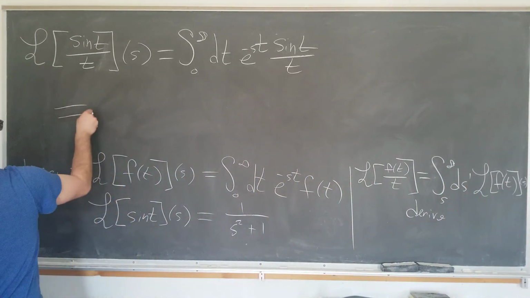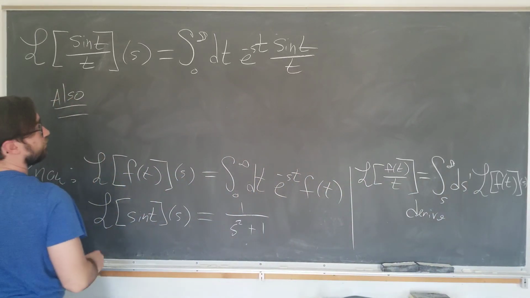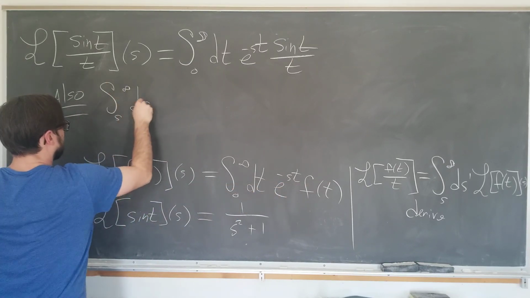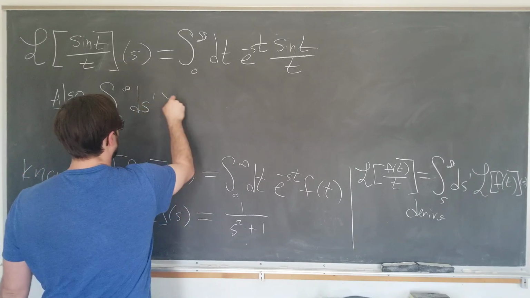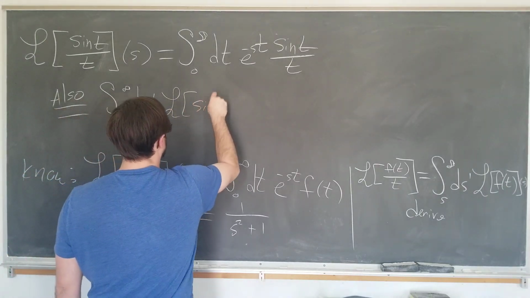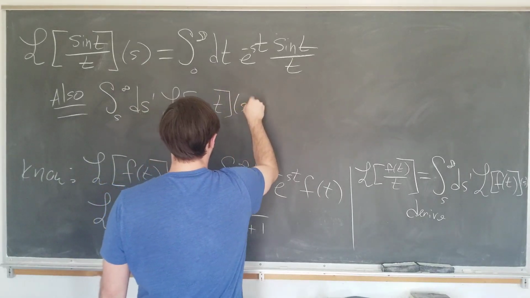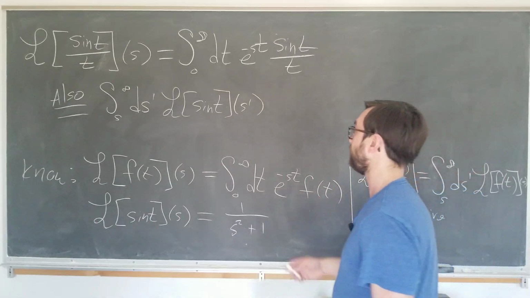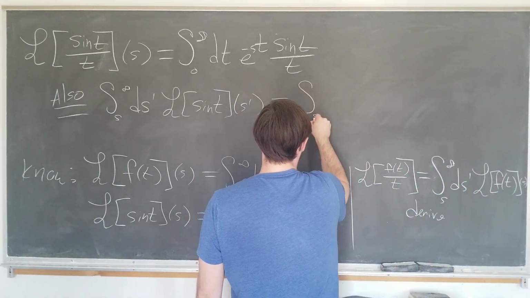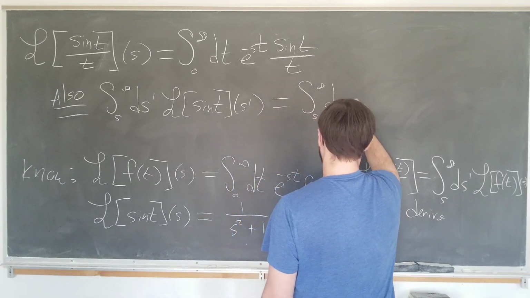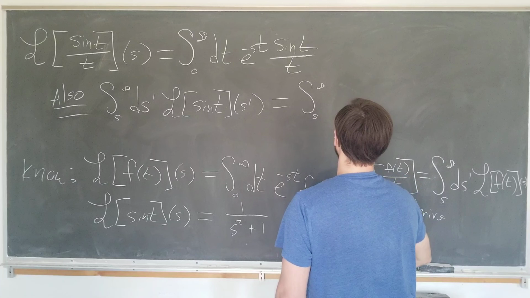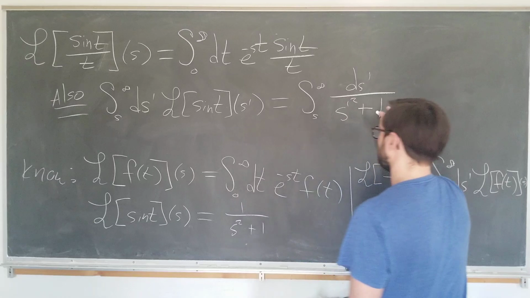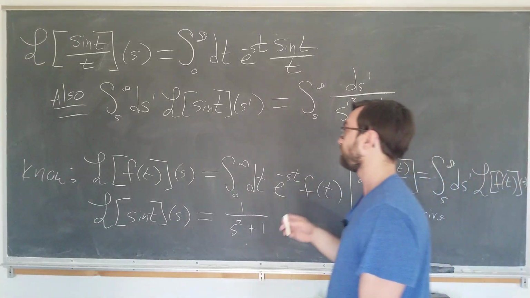And also, using the identity over here, it's equal to the integral from s to infinity with respect to some new variable s prime of the Laplace transform of the sine function, which thankfully we have right here, very elementary knowledge of the Laplace transform. It's just the integral from s to infinity with respect to our s prime variable of 1 over s prime squared plus 1, which is an extremely easy integral to do.